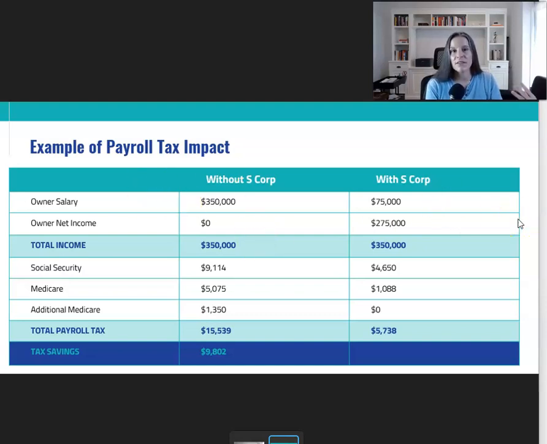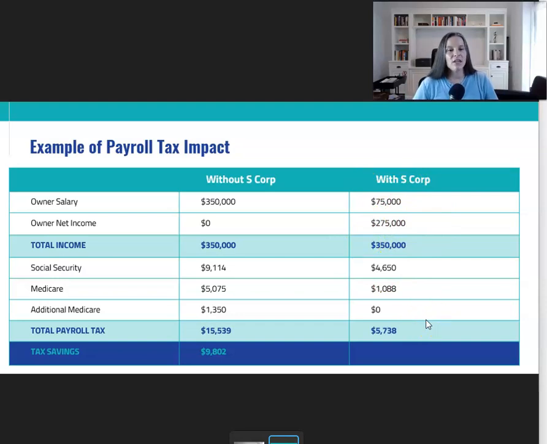It's just $75,000 is coming to you as W-2 earnings, and the other $275,000 you can take as a distribution, or it's also commonly called an owner draw from the S Corp. But you can still get that money out of the business. This is just delineating how we're taxing it and how we're bucketing for tax purposes. So here you can easily see the payroll tax goes down because the payroll taxes are only being applied on the $75,000. They're not being applied on the $275,000.